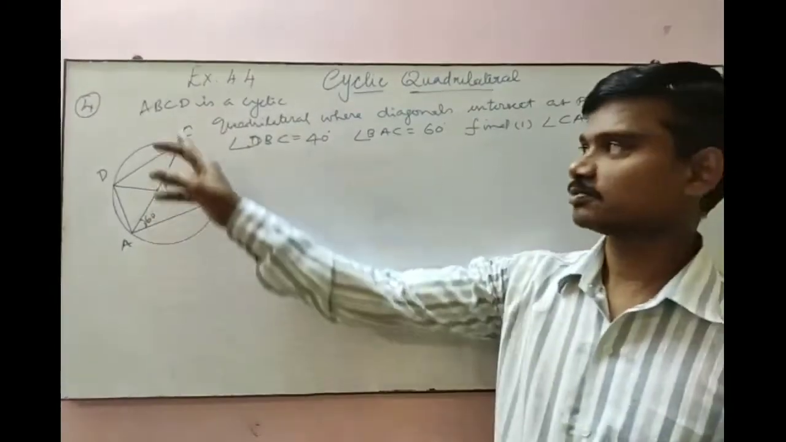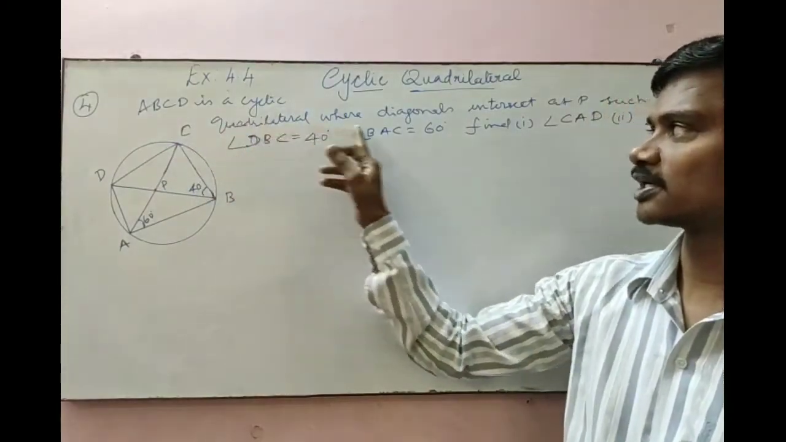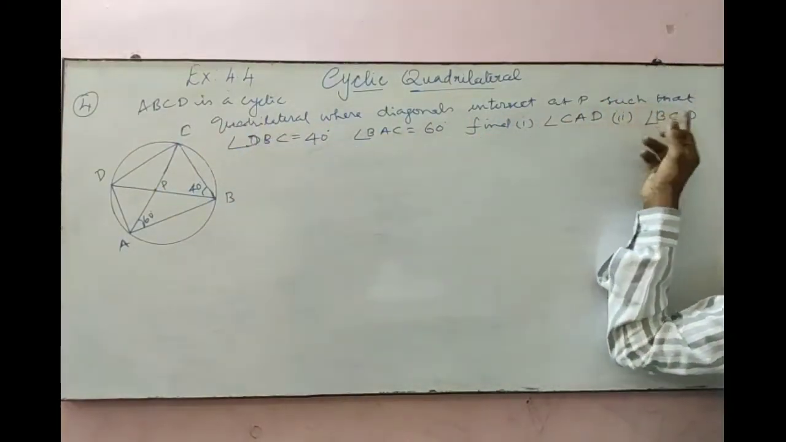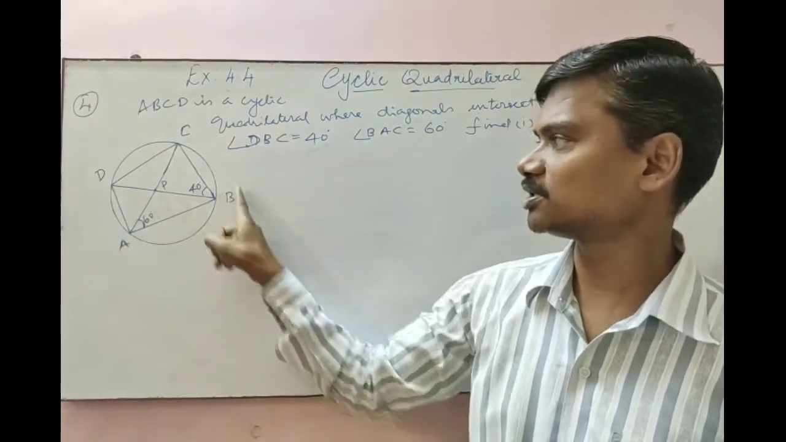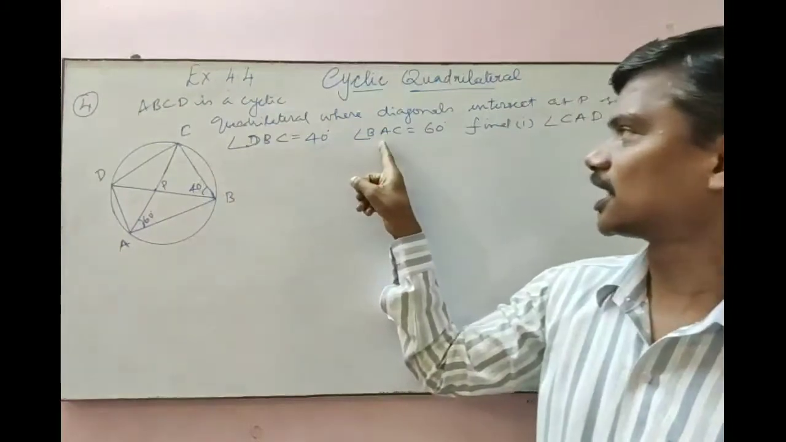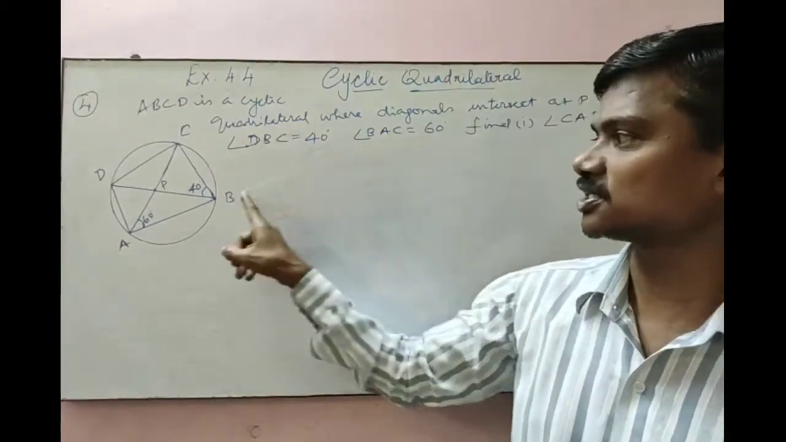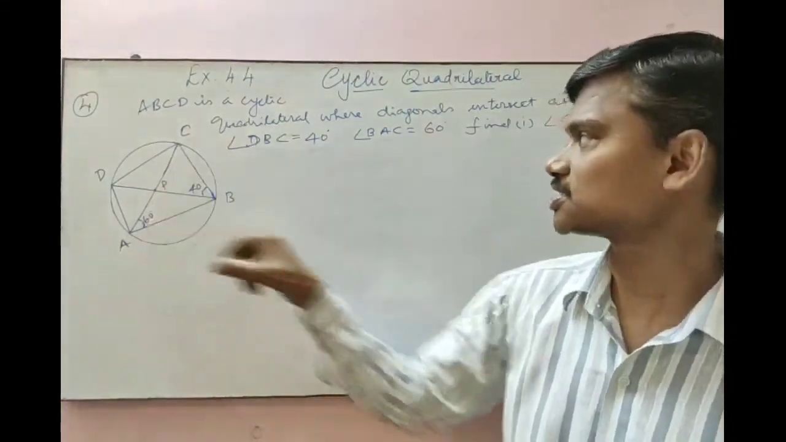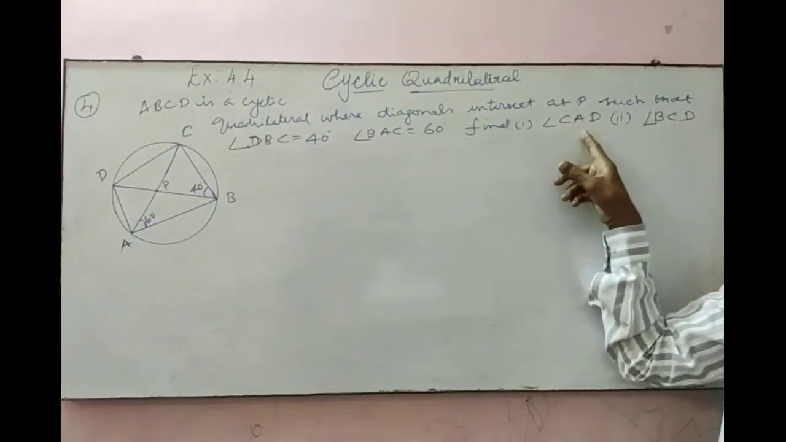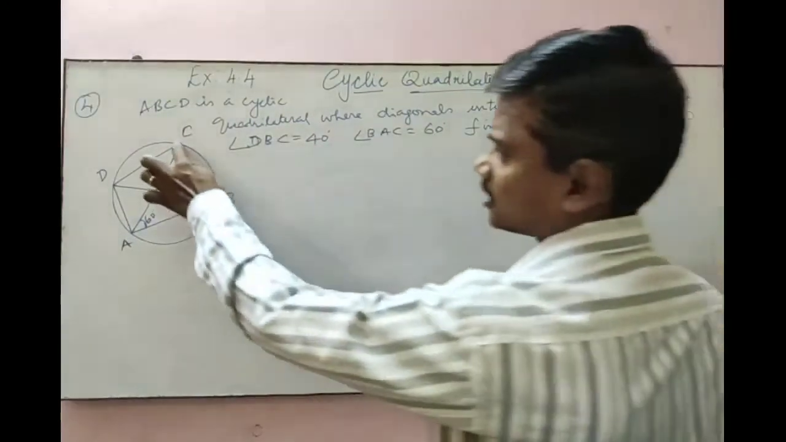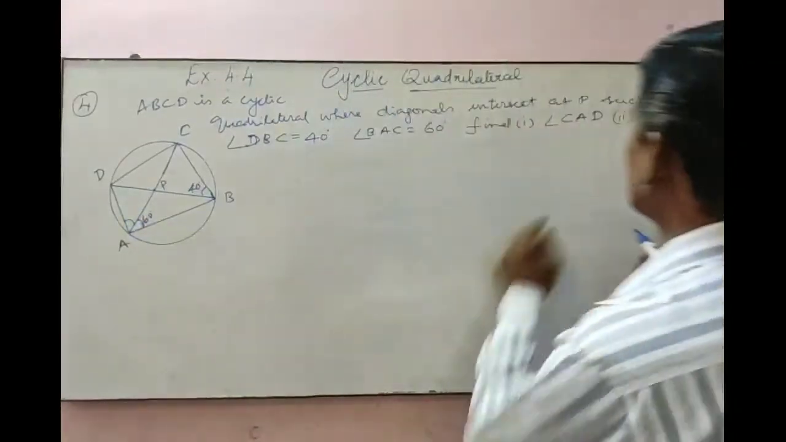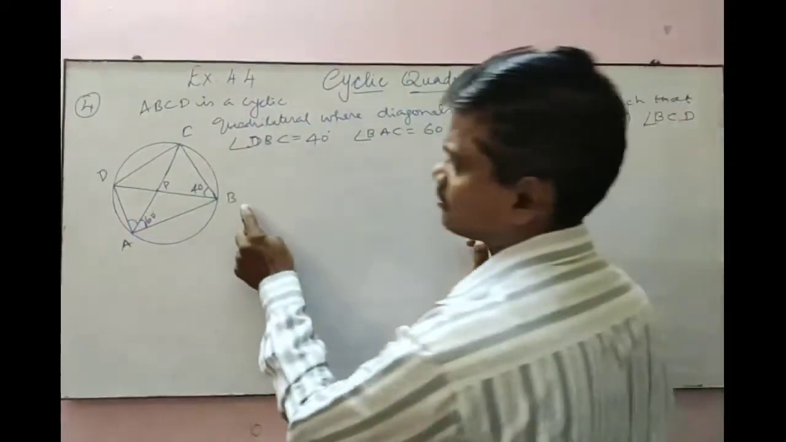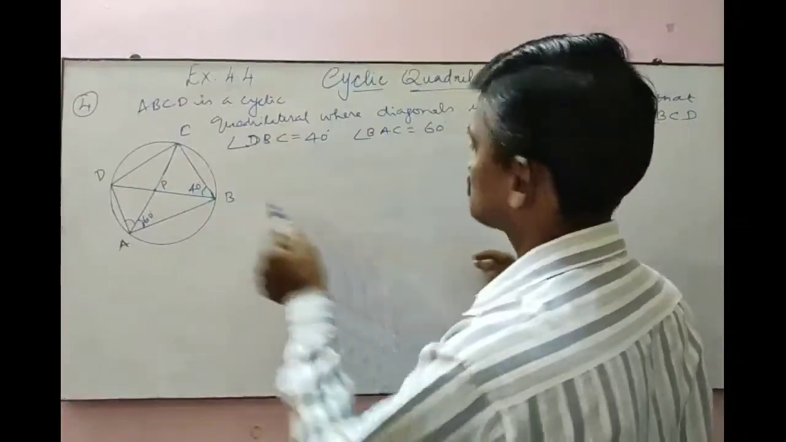The next one, fourth sum. ABCD is a cyclic quadrilateral where the diagonals intersect at P such that angle DBC equals 40 degrees and angle BAC equals 60 degrees. You have to find the angle CAD, and then the angle BCD, this whole angle.